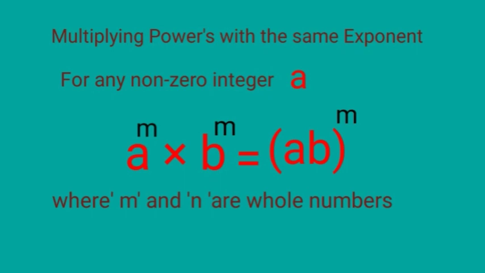Let us consider our next law, that is multiplying powers with the same exponent. For any non-zero integers a and b, a raised to m into b raised to m is equal to (ab) all raised to m, where m is a whole number. Here the exponent or power is the same, but they have different bases.